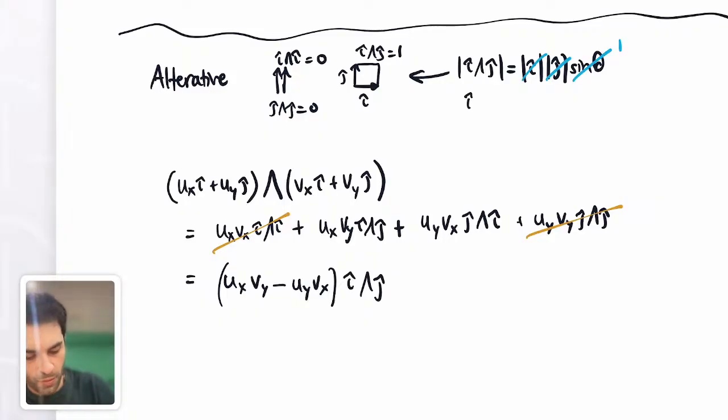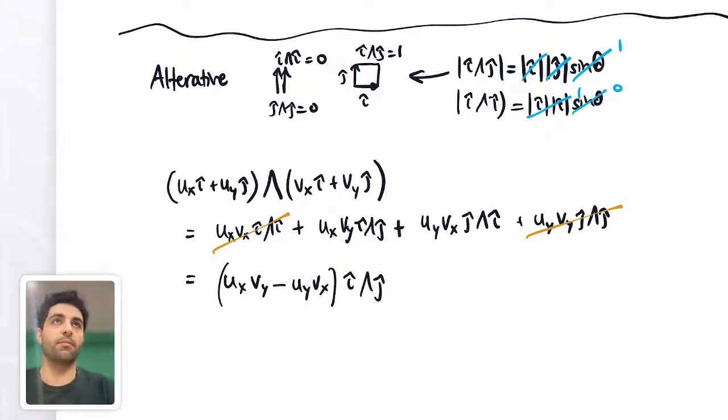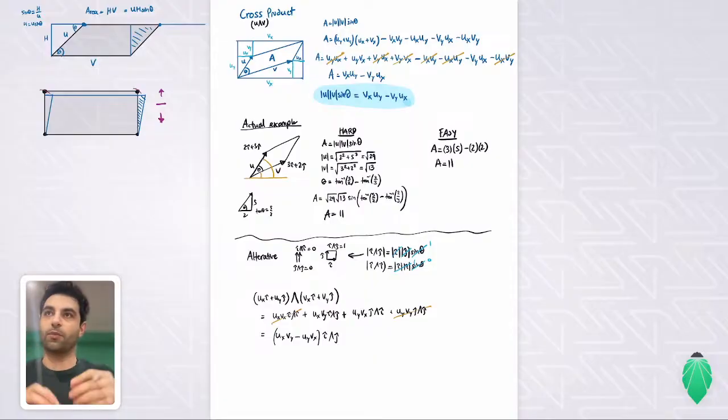But then if I asked you what's i wedge i? That's going to be the length of i times the length of i times the sine of the angle between them. What's sine 0? Yeah, so this is 0. These are 1, but then 0. Do you see that? So i wedge i should be 0. That's going to be the idea. So straight from the formula, you can see how the two are linked to each other.